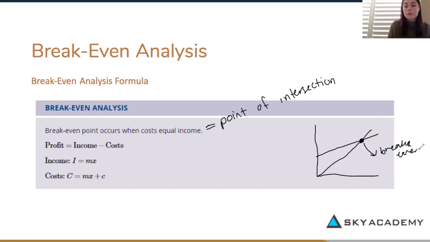Now we have 3 formulas here. First, we have income and cost. The income is I equals mx, and we know m to be the gradient, so m is the gradient of the income line. Then we have cost, which equals the gradient of the cost line, mx, plus a fixed cost, or the y-intercept.